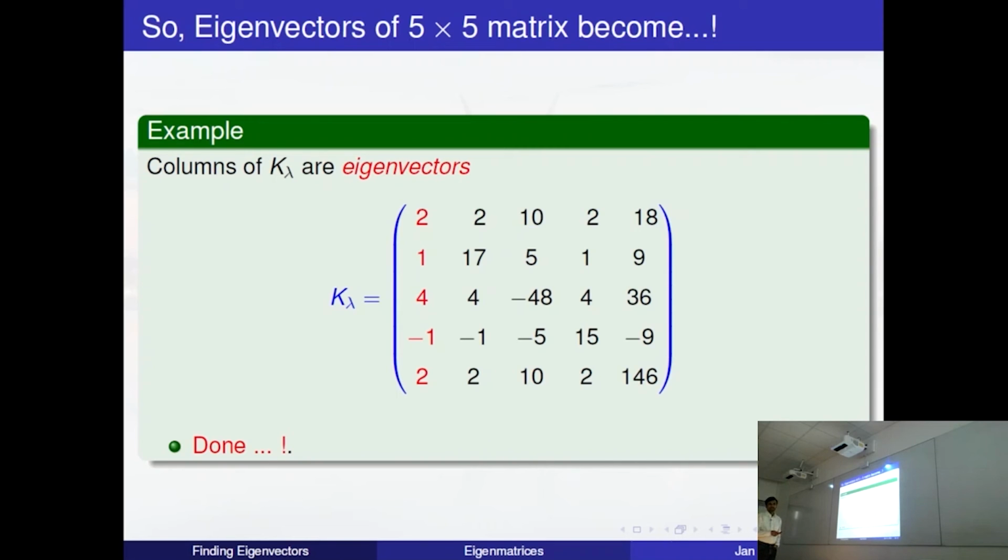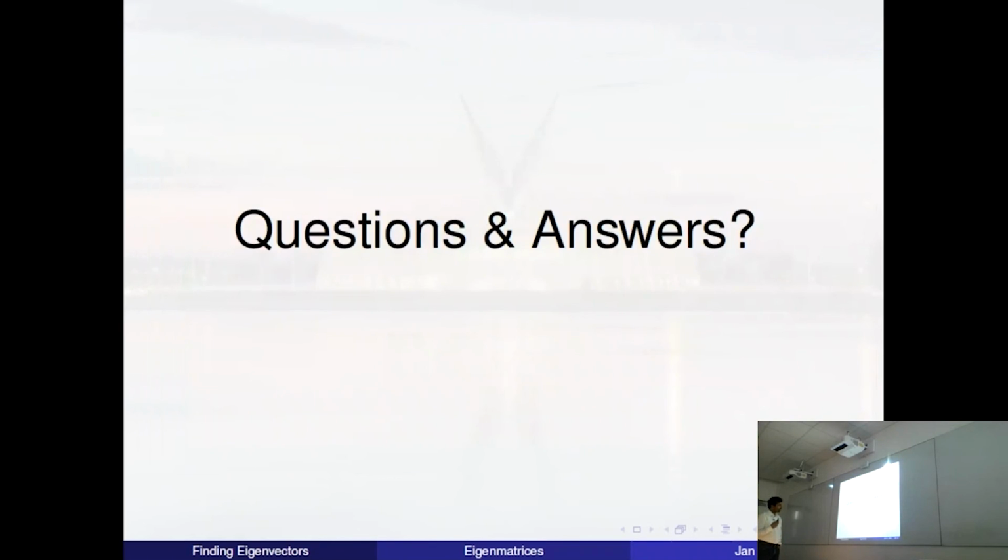And then you end up with these matrices, and you can see if you do this problem this way, it won't take that much time. Maybe less than 1 minute you can find all the eigenvectors of a 5 by 5 matrix if the matrix has 2 eigenvalues. And then, does anyone have any questions?